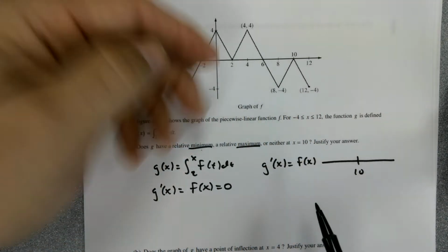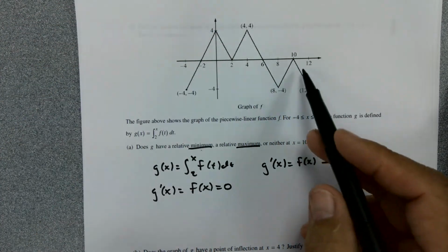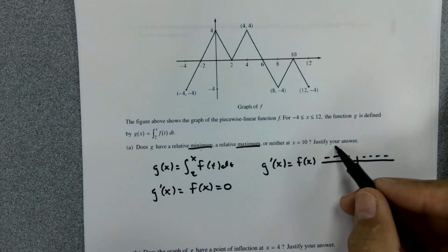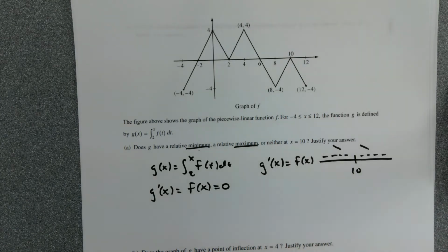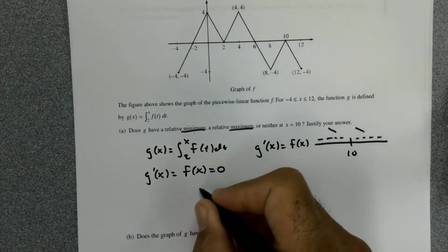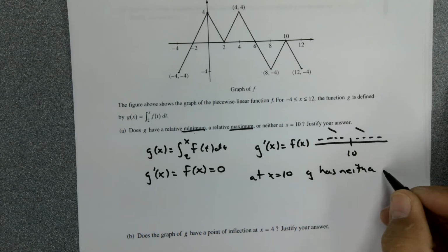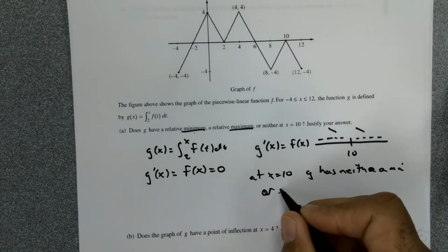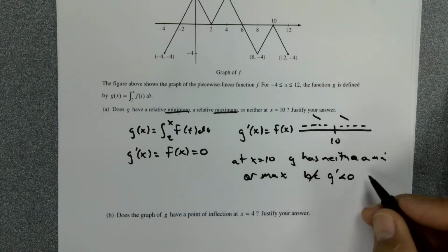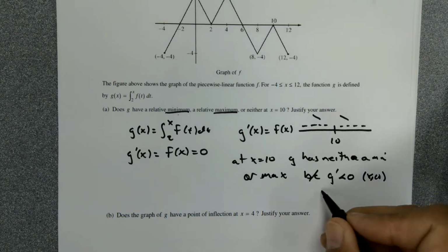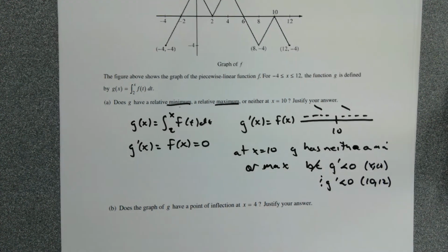If you look at f of x at 10, the values before 10 are negative because they're below the x-axis, and the values after 10 are also negative because they're below the x-axis. So g is decreasing up to 10, and from 10 on it's decreasing also. That means at x equals 10, g has neither a min nor a max, because g prime is less than 0. The first derivative is less than 0 from, say, 8 to 10, and g prime is also less than 0 from 10 to 12. And that's our justification.